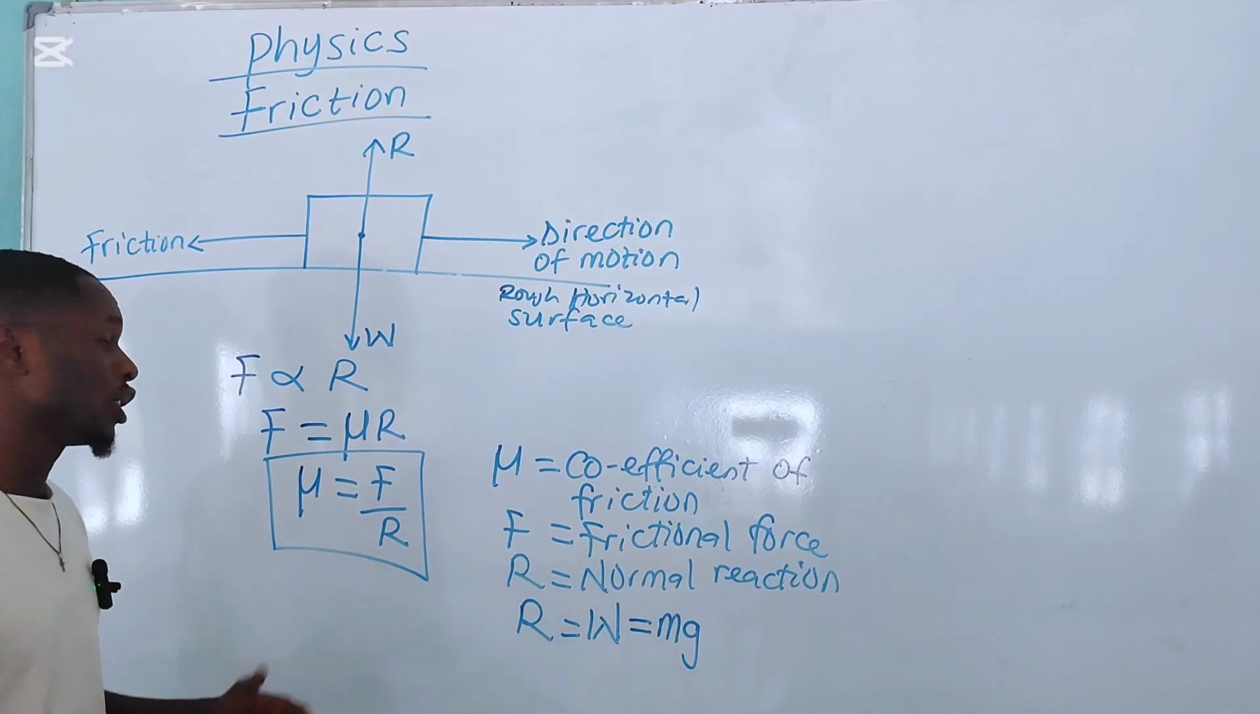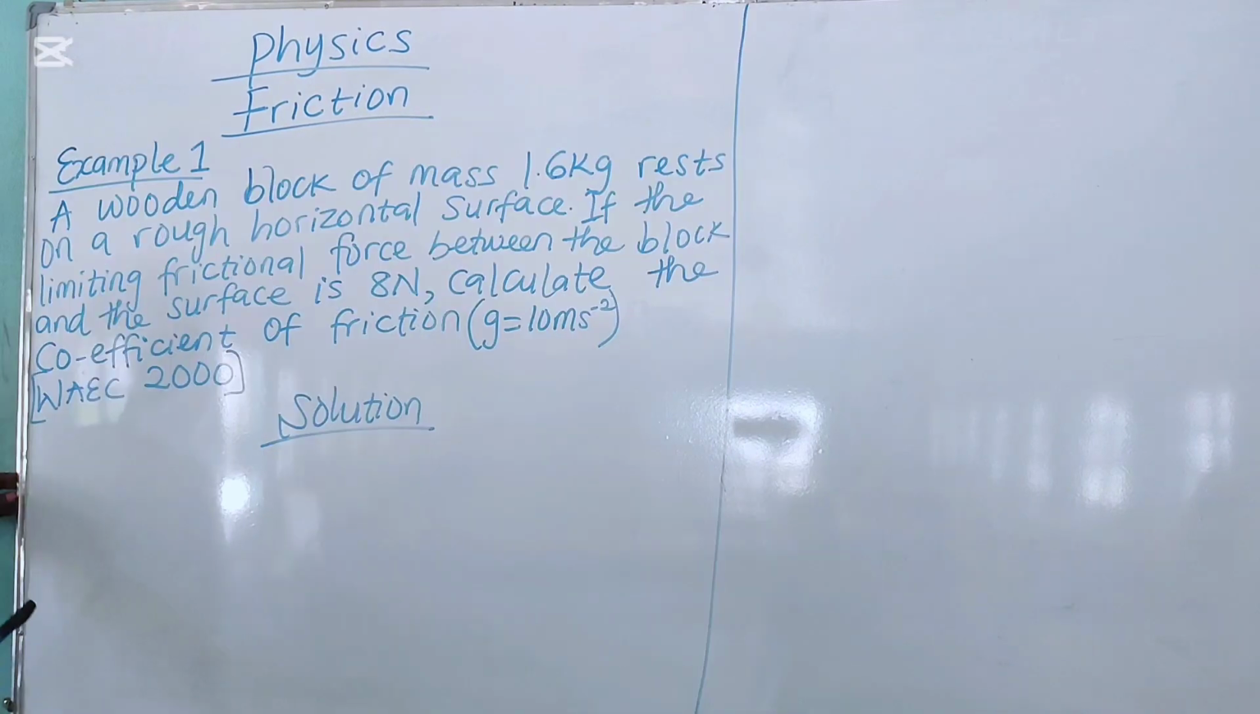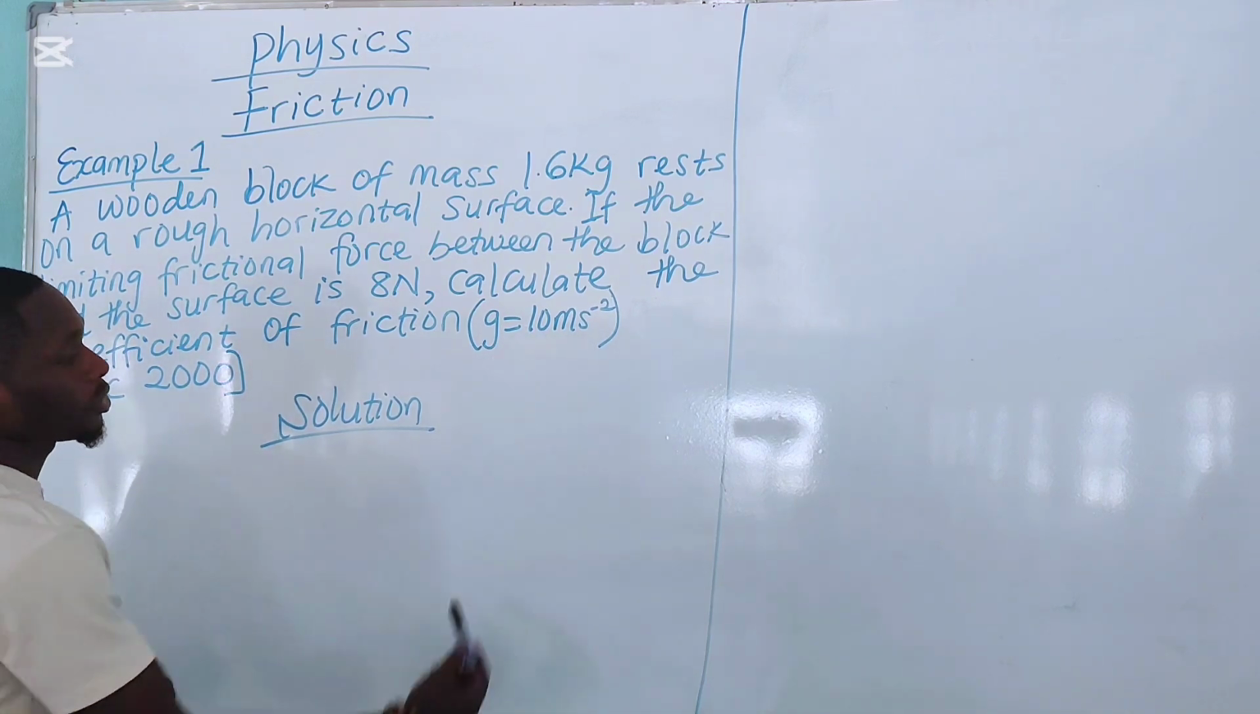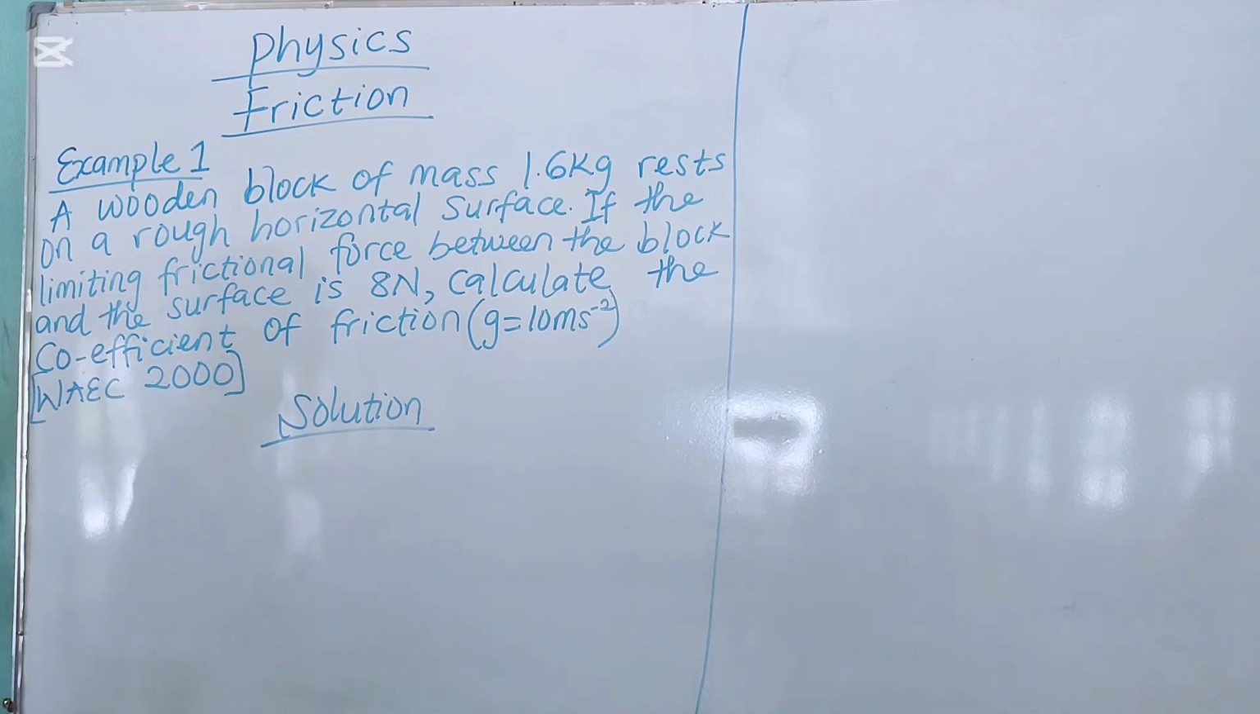A wooden block of mass 1.6 kg rests on a rough horizontal surface. If the limiting frictional force between the block and the surface is 8 Newton, calculate the coefficient of friction. Acceleration due to gravity g is 10 meters per second squared. And this is actually a WAEC question, 2000.